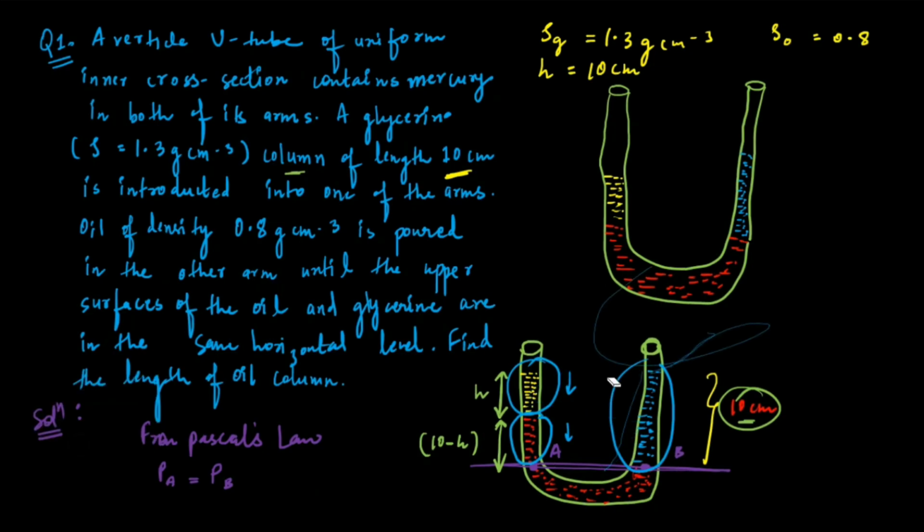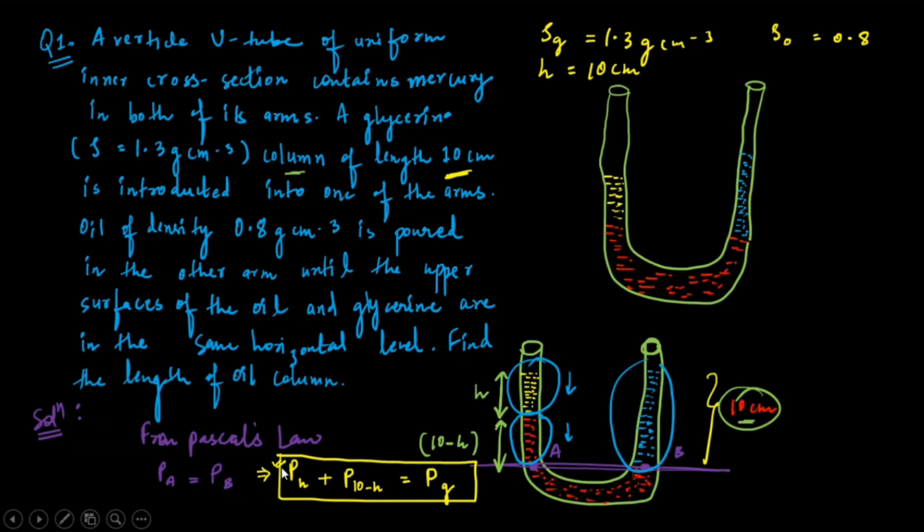So we can simply make the equation and solve it. We'll simply write pressure at point A is equal to pressure due to h height plus pressure due to 10 minus h height, and that whole thing is equal to pressure due to glycerine. Now you have to solve this question.